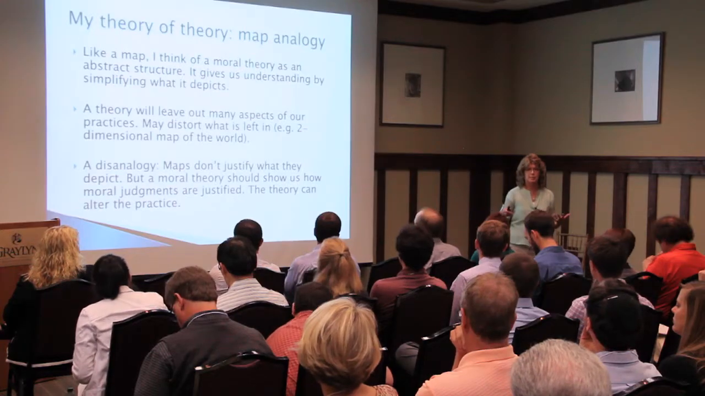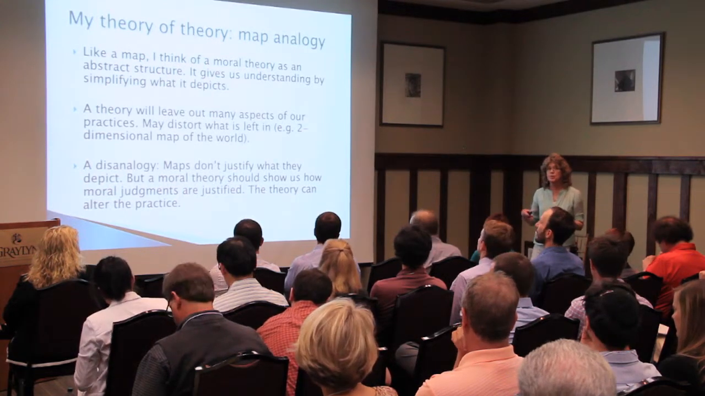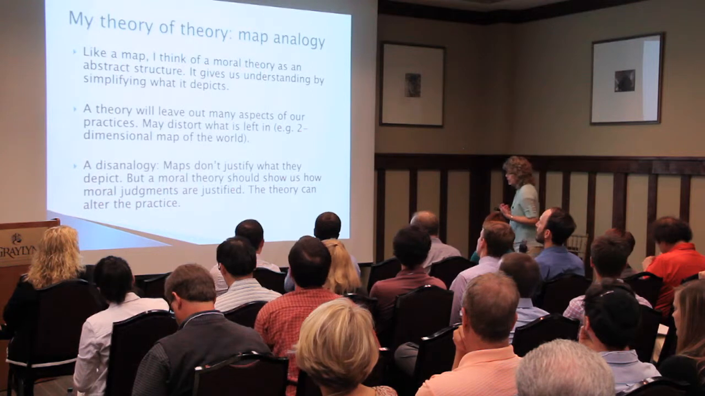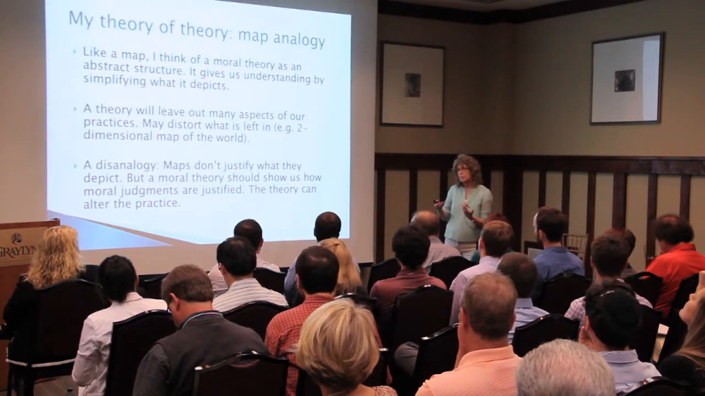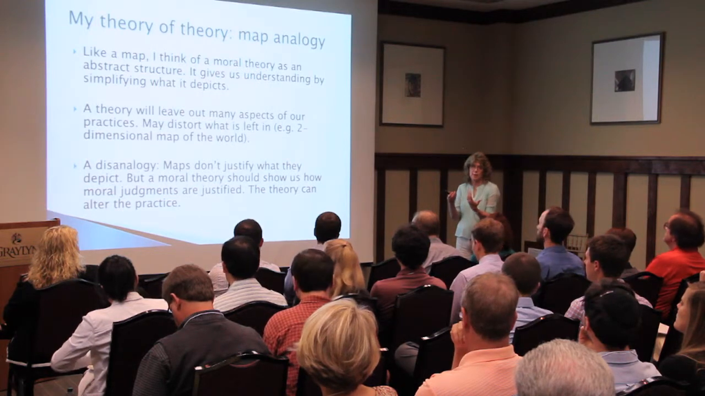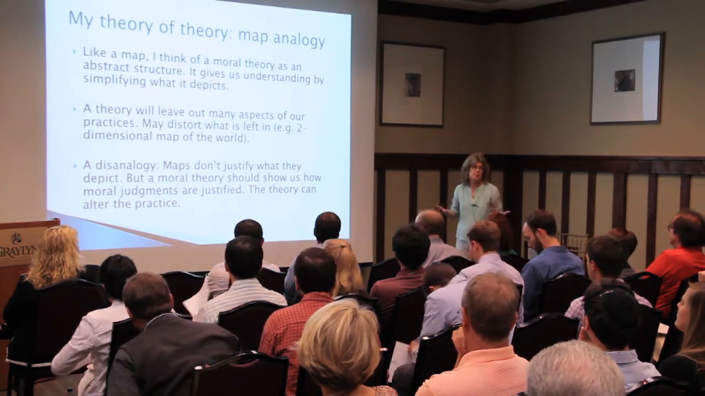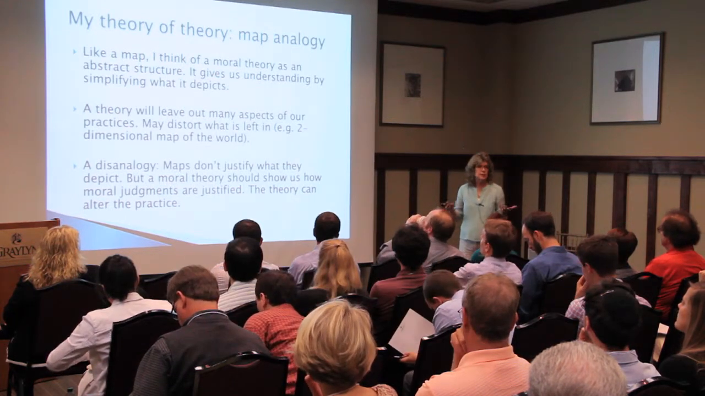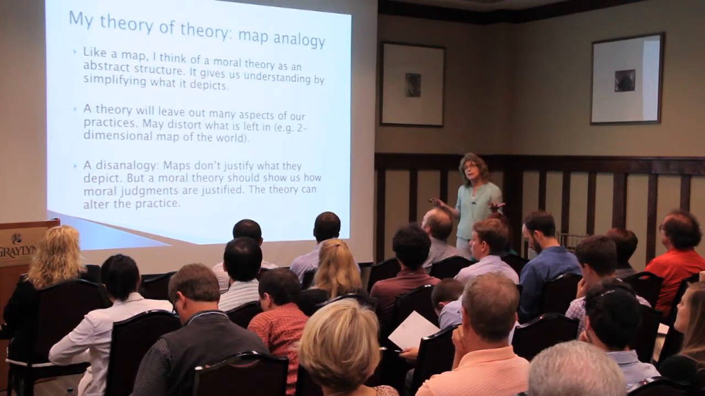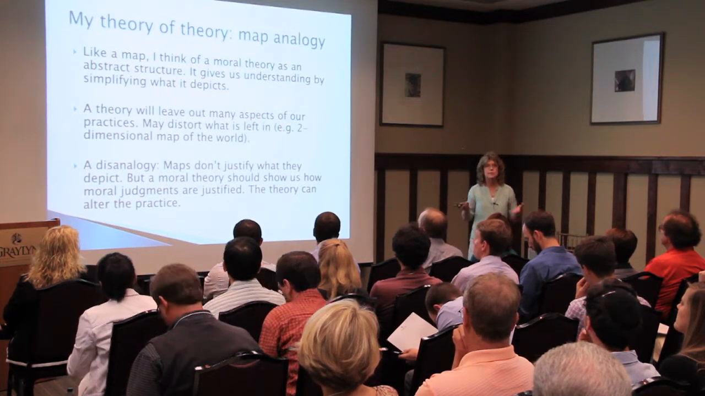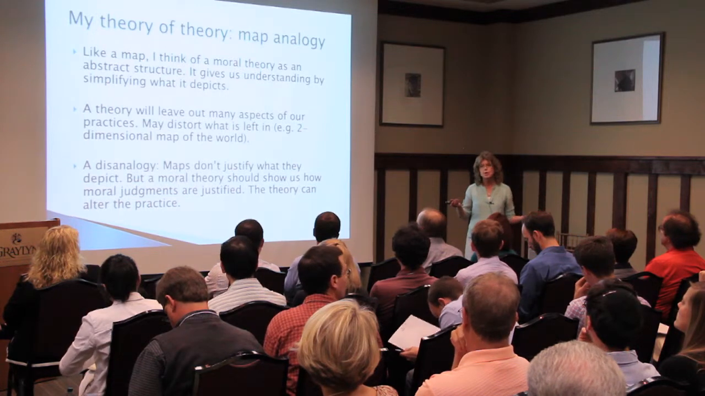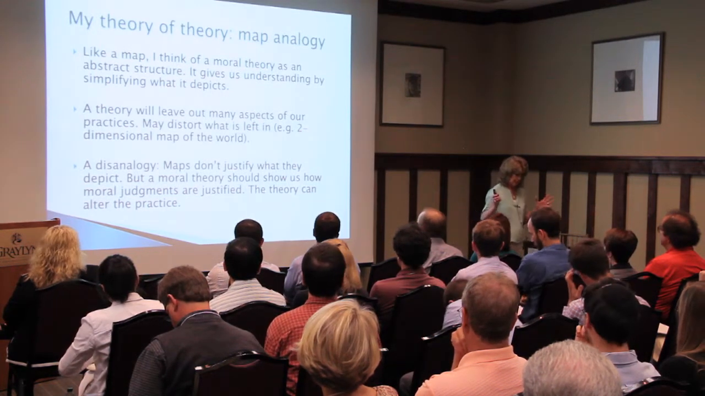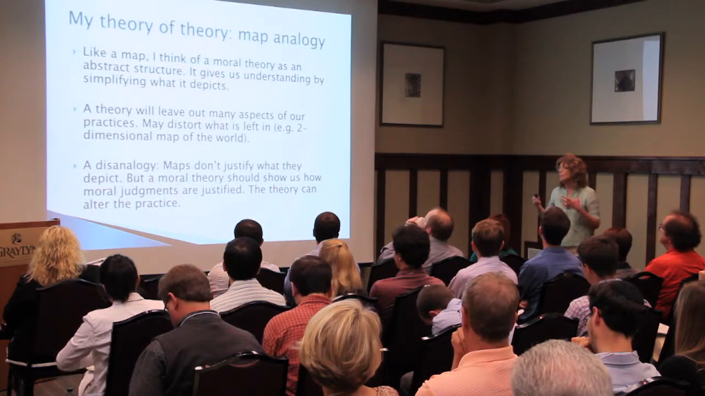Here's a disanalogy between maps and moral theories. Maps don't attempt to justify, only to depict what they map, whereas a moral theory does attempt to justify what it depicts. So when we have our theory, because of the way it simplifies, it may reveal to us anomalies in our moral practices that we need to change. It may lead us to change something about practices of, say, punishment, or it may lead us to make some changes in our judgments about the virtues, something of that sort. That's fine. On a map, we don't do that.